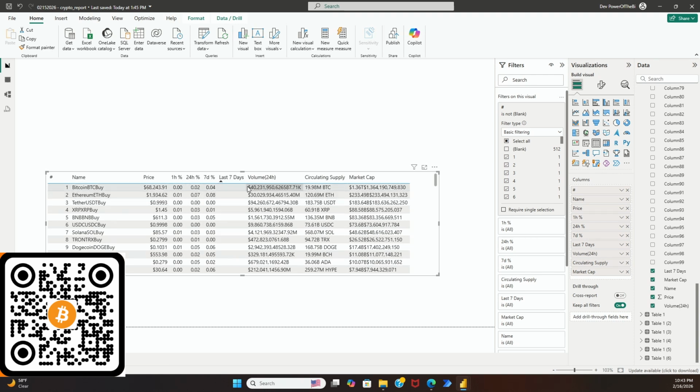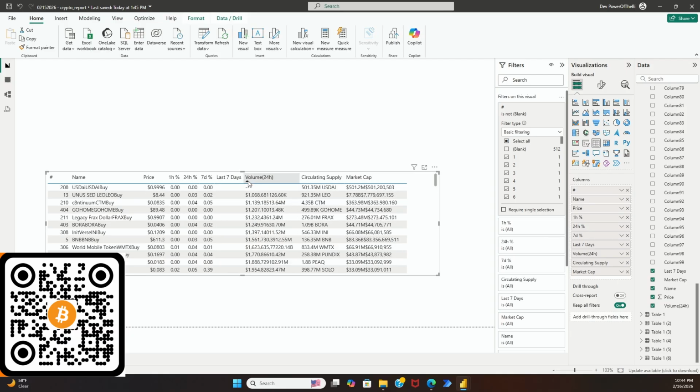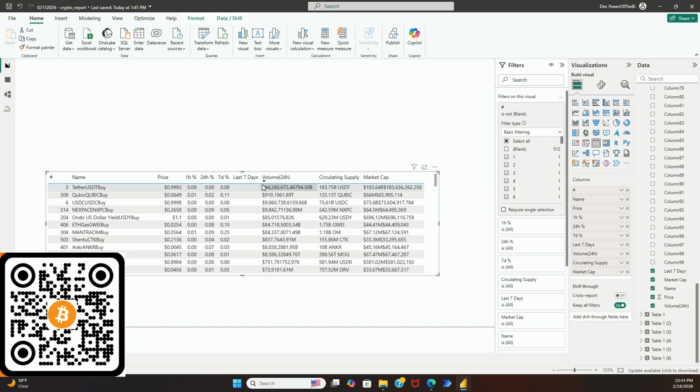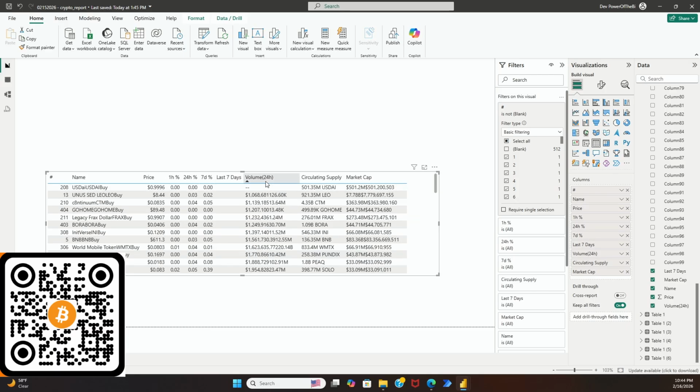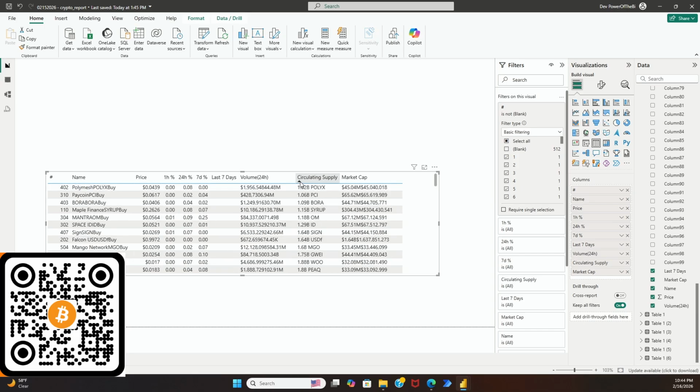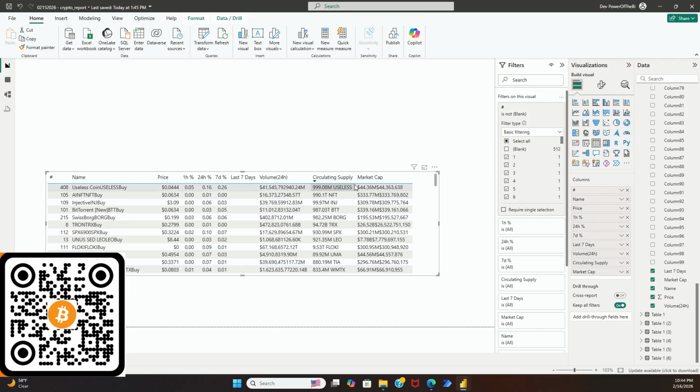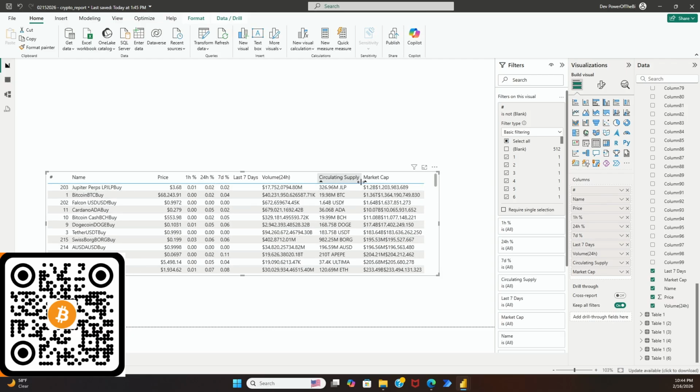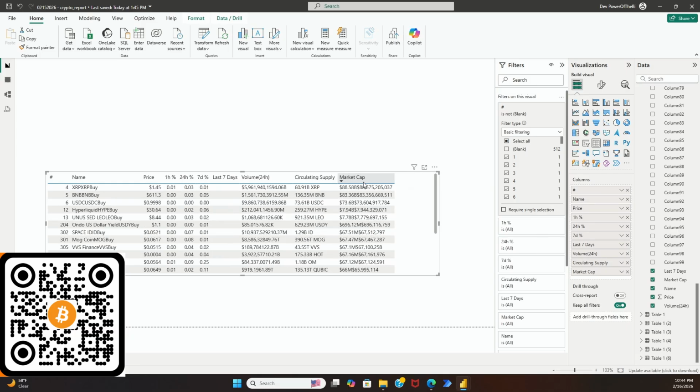We've got volume. We can choose the volume that we want, whether it's going to be showing by least to greatest or greatest to least. Same thing by circulation, least to greatest or greatest to least. Market cap, again, least to greatest or greatest to least. Right? Now, let's see here.